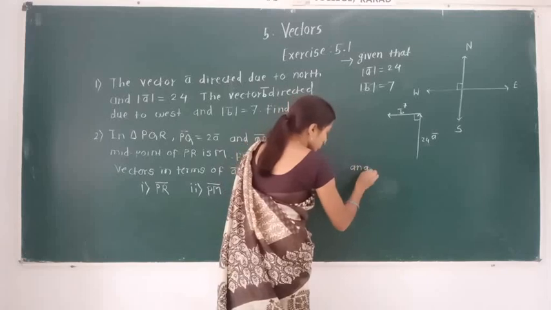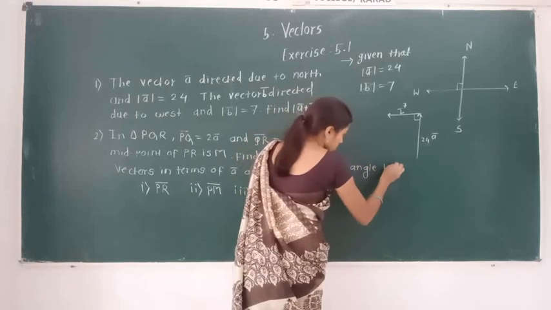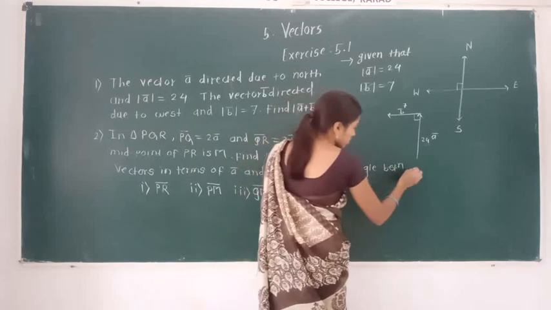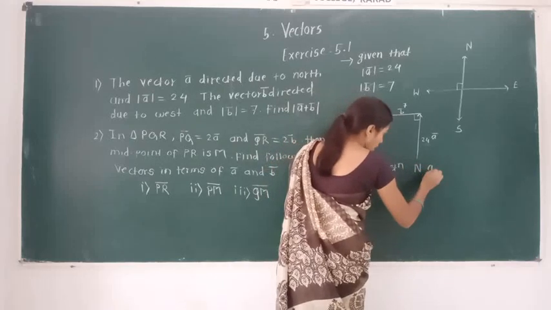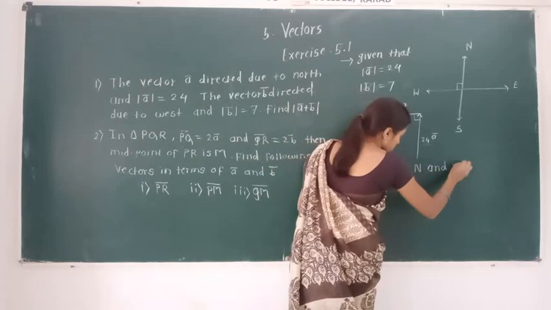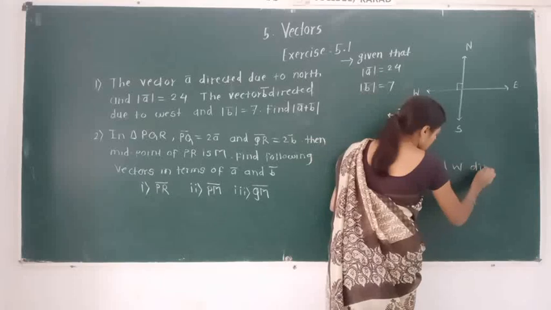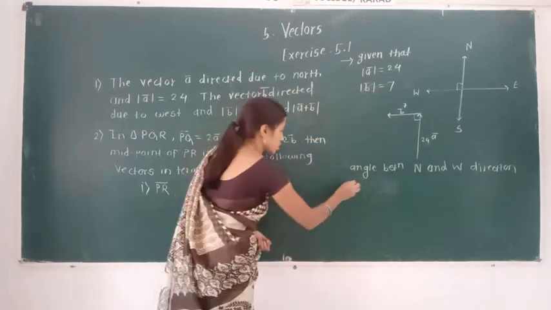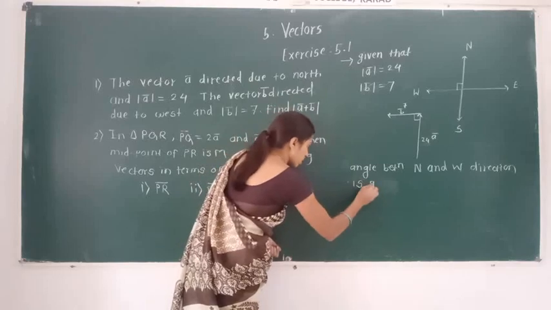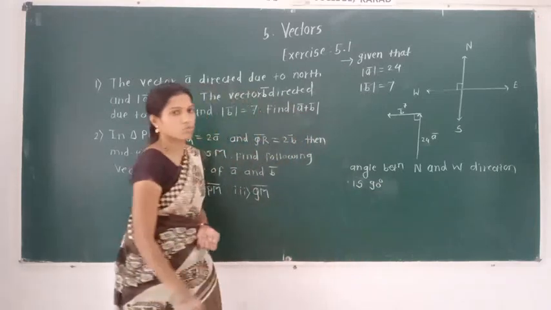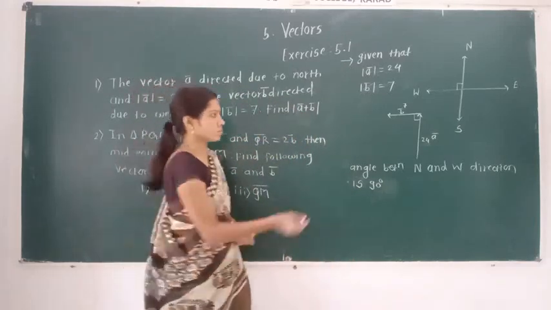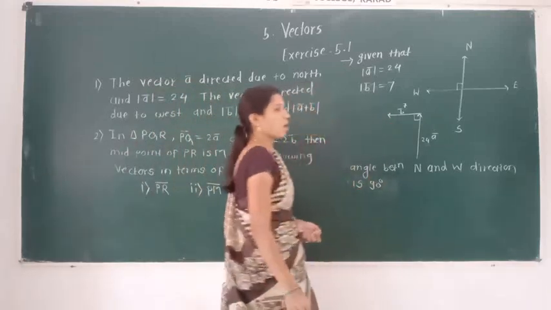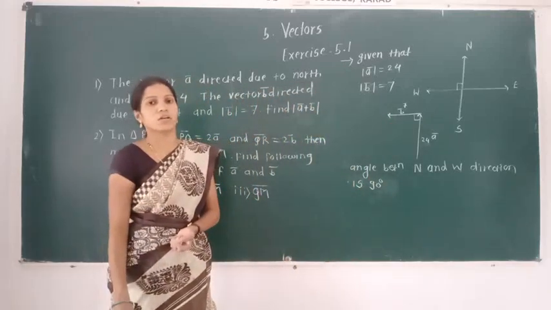the angle between the north and west directions, the angle between these two directions is 90 degrees. So we know that for these vectors we have to apply the triangle law of vector addition.